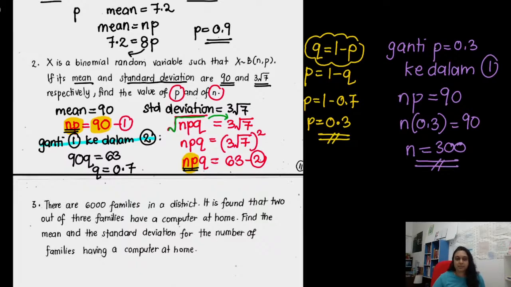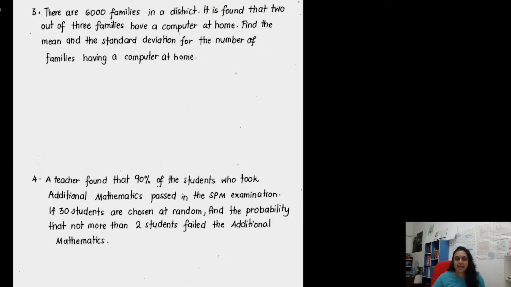Number 3, kita pergi kepada number 3. There are 6,000 families, ada 6,000 keluarga, in a district, dalam satu daerah. It is found that 2 out of 3 families have a computer, 2 daripada 3 keluarga ada computer, in the house. Find the mean.